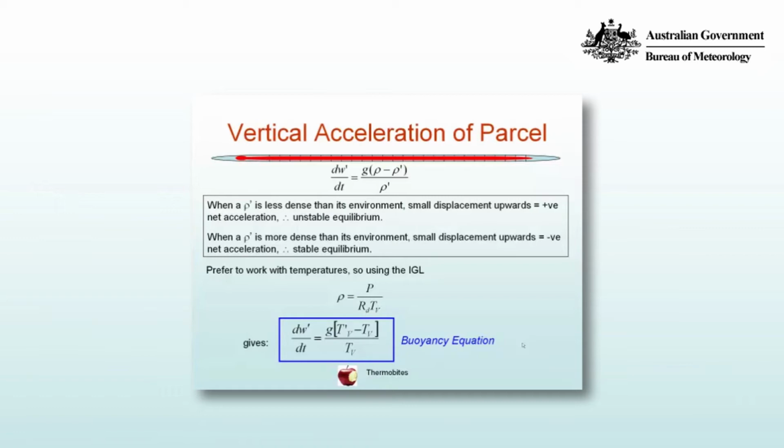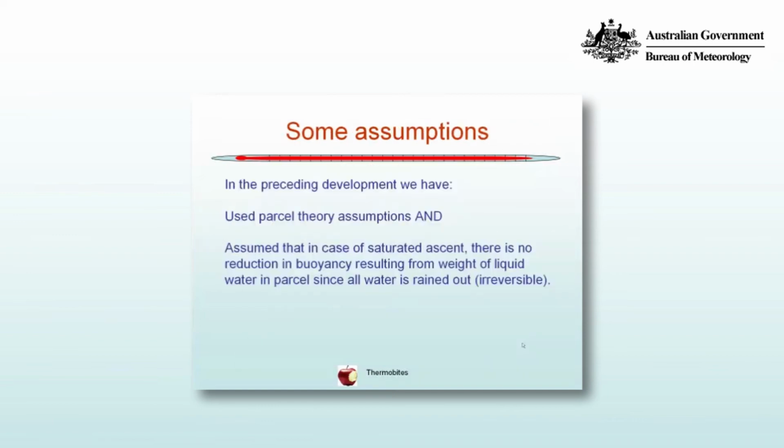So when the virtual temperature of the parcel is greater than that of the environment, then we have positive buoyancy. The parcel, after a small vertical displacement, will move upwards. But if after that small vertical displacement the parcel's virtual temperature is less than that of the environment, then the buoyancy force is downwards. And if the vertical displacement means that the parcel's virtual temperature is the same as the environment, then there's a neutral buoyancy.